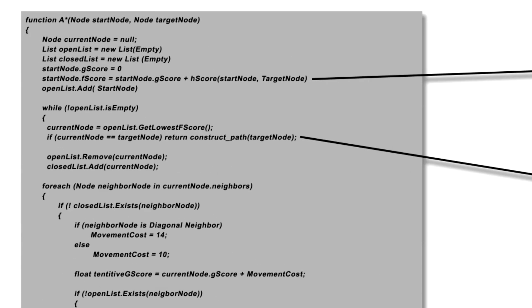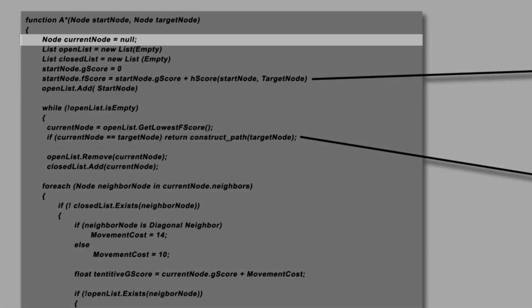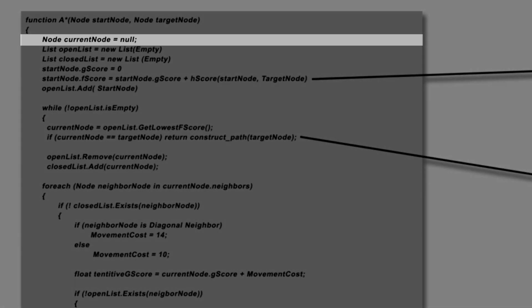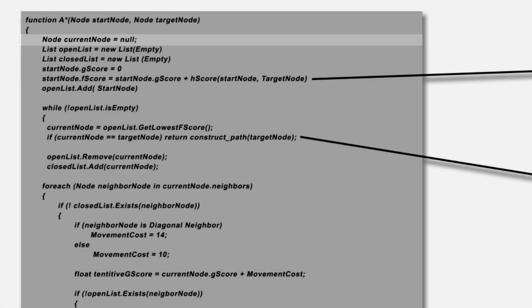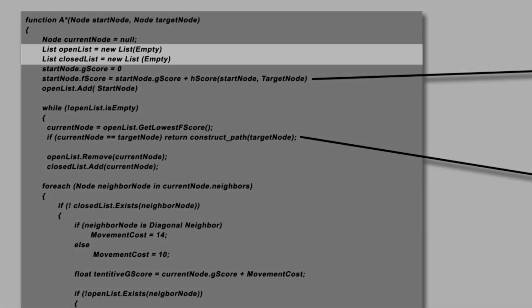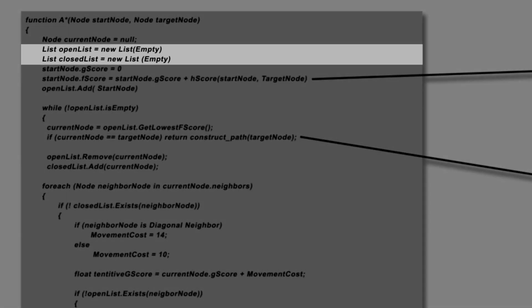So at the start of the function, we declare a variable of type node called current node, which is initially set to null. This is going to be used to reference the node that we're currently processing with each iteration of the search loop. This is where we're going to store the node that we fetch out of the open list with each iteration. Next, you can see we declare 2 lists, an open list and a closed list, both of which start empty.